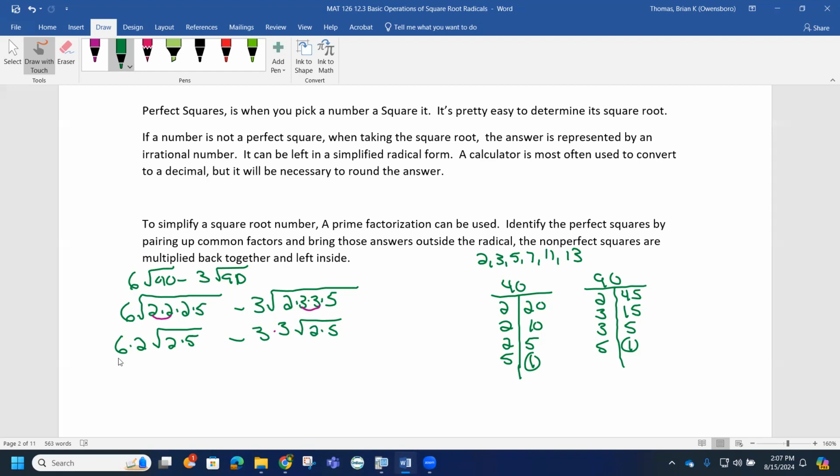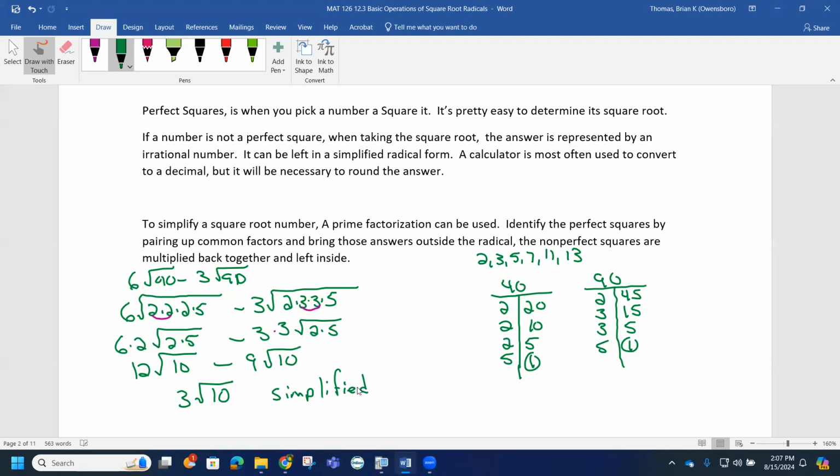If we clean this up, we put the outside numbers together: 6 times 2 is 12. We put the inside numbers back together, and that's going to be a 10. Outside numbers, 3 times 3 is 9. Inside numbers, 2 times 5 is 10. Notice how these are like radicals. So there's 12 square root of 10's, and we're going to lose 9 of those. If I lose 9 of them, this leaves me 3 square root of 10's. That's what we mean by simplifying, and that would be our answer to this problem that's now simplified.